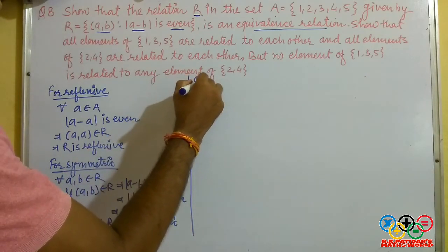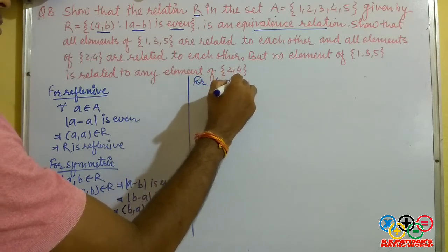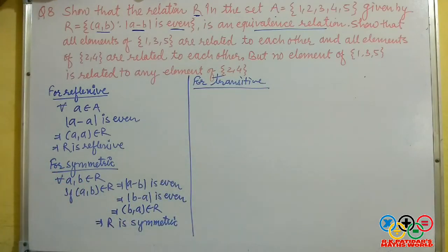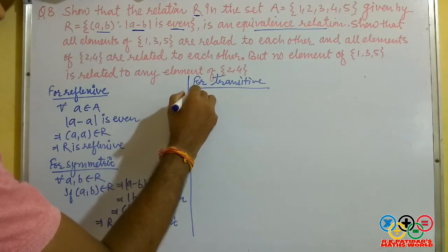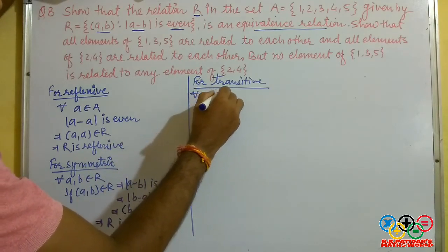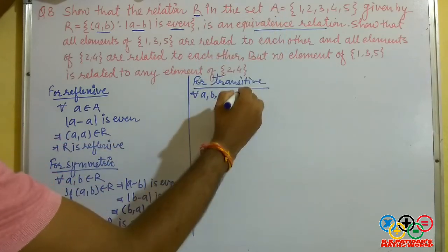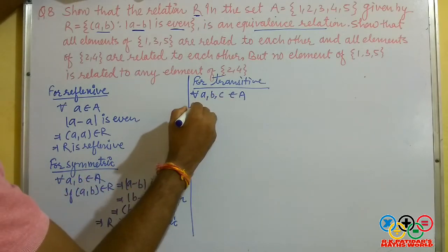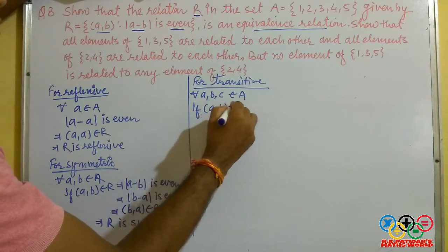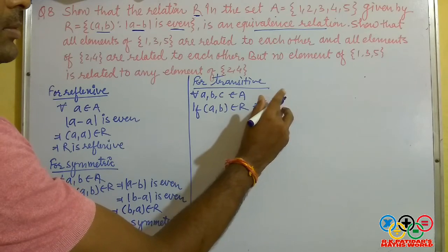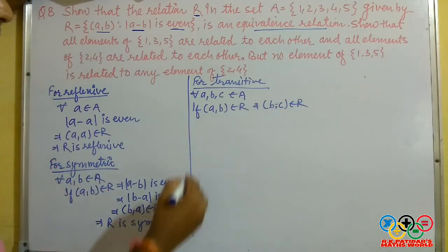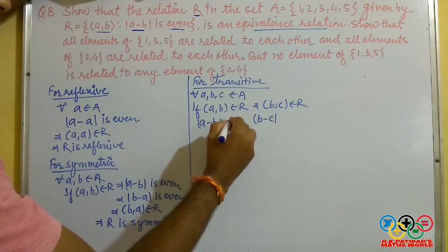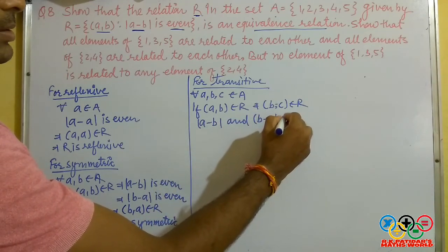Let us check for transitive. For transitive, see, we take for all a, b and c belonging to our set A. It is not R, it is A. If (a, b) belongs to R and (b, c) belongs to R, then a minus b is even, and here b minus c is even. So a minus b and b minus c are even.